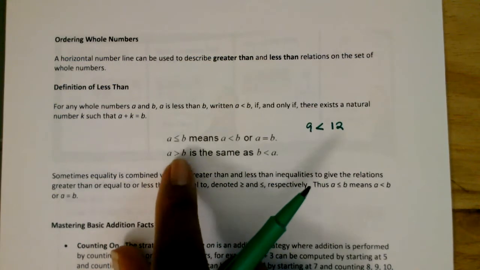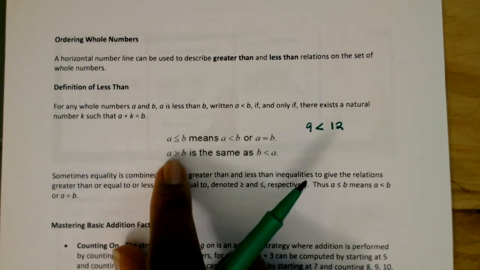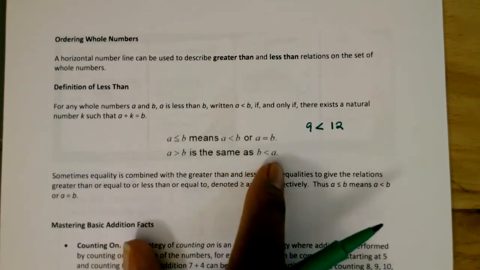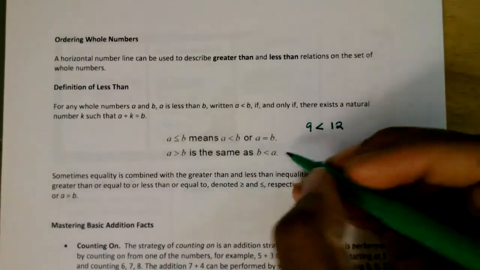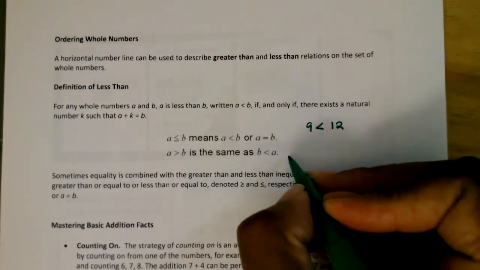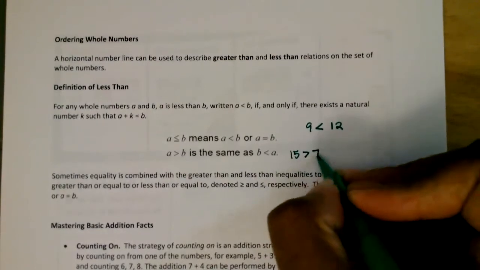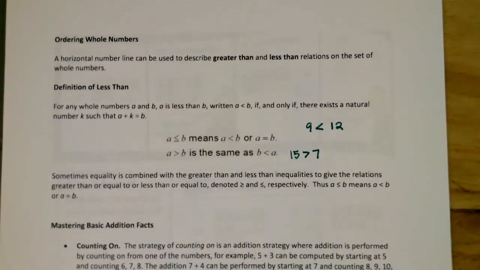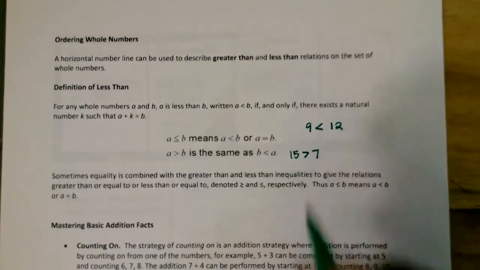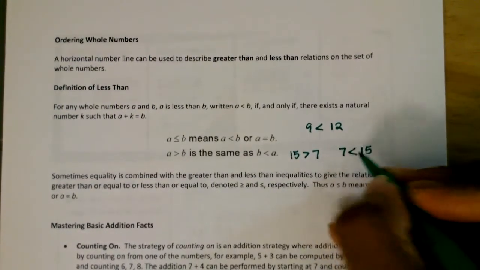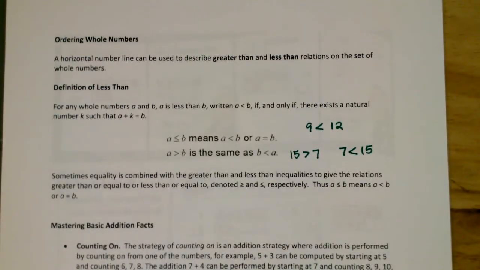And for A is greater than B, this is a symbol for greater than. This also is saying that B is less than A. So if I say here, let's say 15 is greater than 7, if I switch this around, then to make that true, I have to put less than. So 15 being greater than 7 is saying the same as 7 is less than 15.